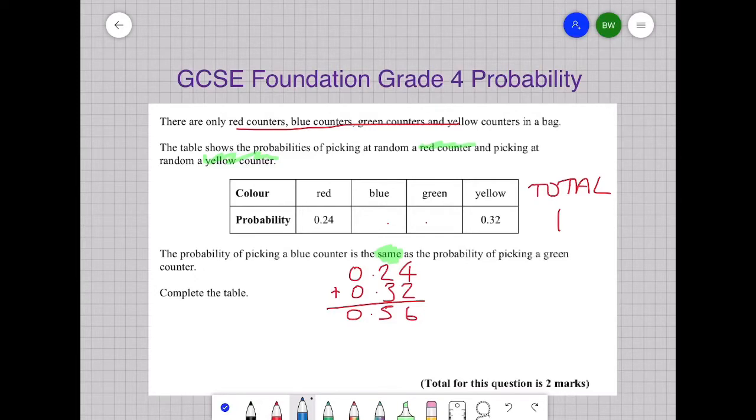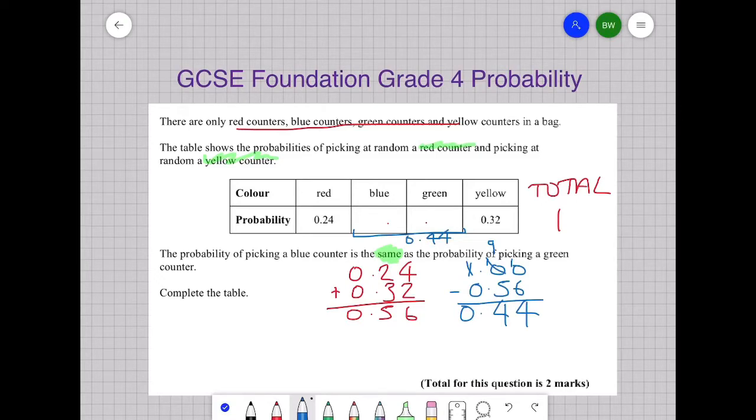Now to work out the remaining total, I'm going to do 1 minus 0.56. Oh, 9. Check that here. So 10 take away the 6 is 4. That was a 9. So 9 take away the 5 is 4. 0.44. So the total of these two is 0.44.